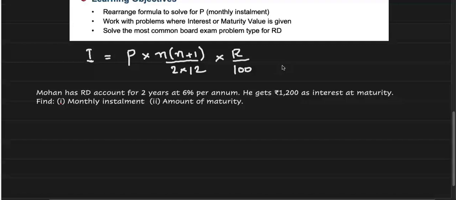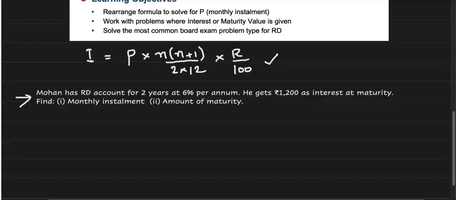So, this is the interest formula where I equals P into N into N plus 1 divided by 2 into 12, multiplied by rate of interest divided by 100. Got it? Now, a problem here says that Mohan has a recurring account for 2 years at 6% per annum. He gets 1200 as interest at maturity. Find the monthly installment amount and the maturity value.